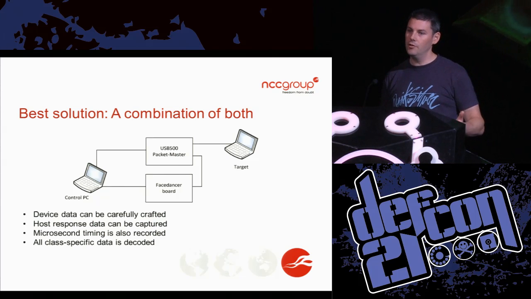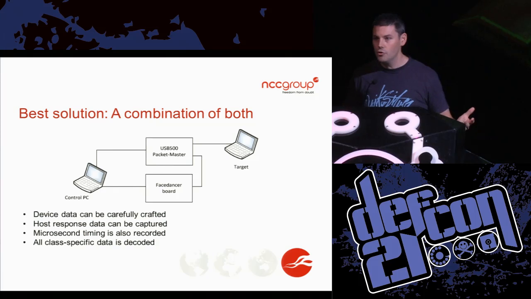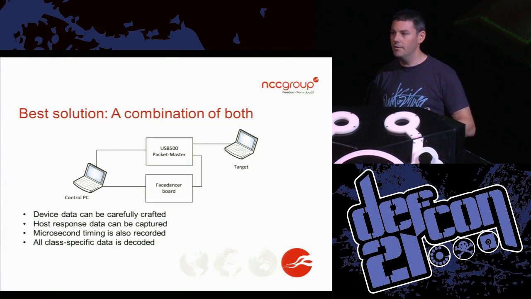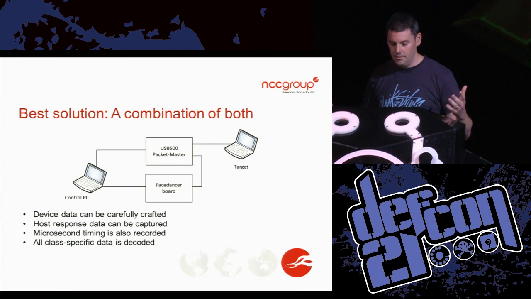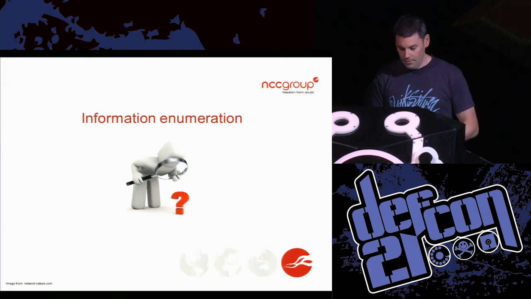The ultimate solution, in order to do everything that I'm talking about, is to use both. So basically you're generating the traffic using the Facedancer board, because you've got absolute full control over the device that you're emulating, so you can send any packets you like. And you can use the Packet-Master or any other appliance to capture the traffic coming back and do all the class decodes for you. Also, the Packet-Master has microsecond timing, which can potentially be useful, as we'll talk about in a minute.